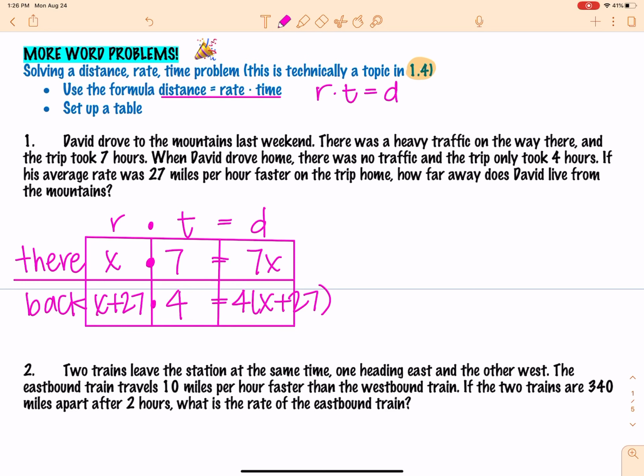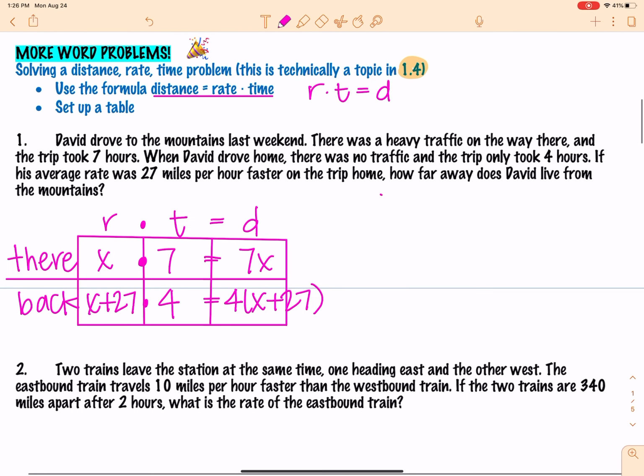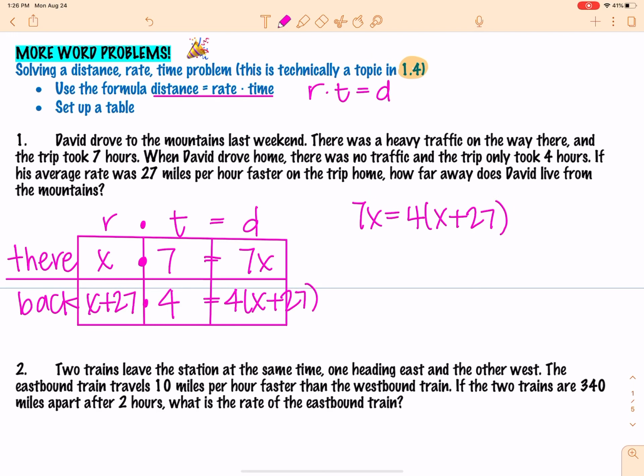Think about it logically. He drove somewhere and then he just turned around and came back. Those distances are exactly the same, right? If I walk somewhere and then I come right back, I walked the same distance. So what you're going to do is set those two distances equal to each other. So you're going to put 7x equals 4 times x plus 27. And all I have to do here now is solve.